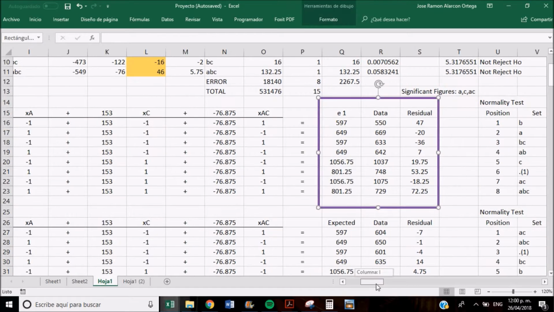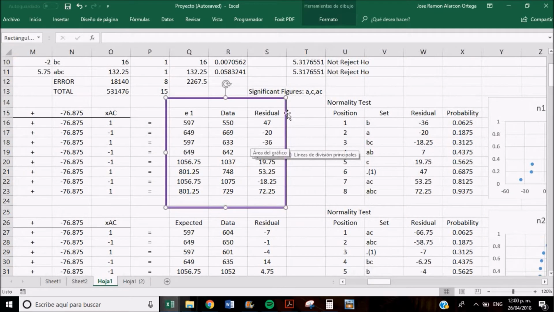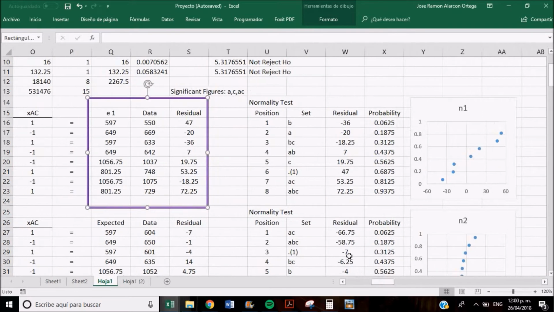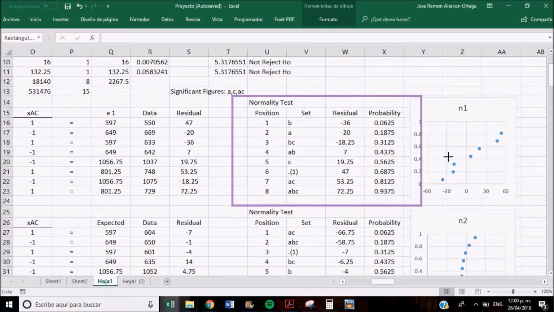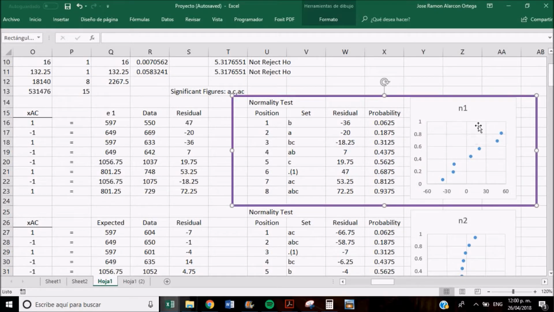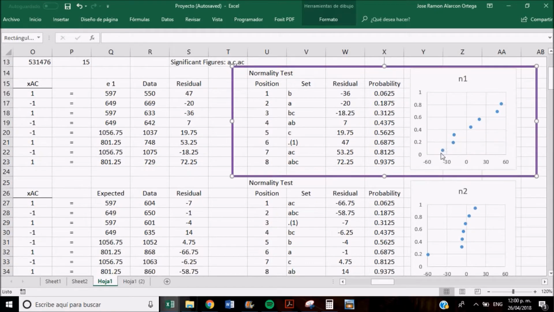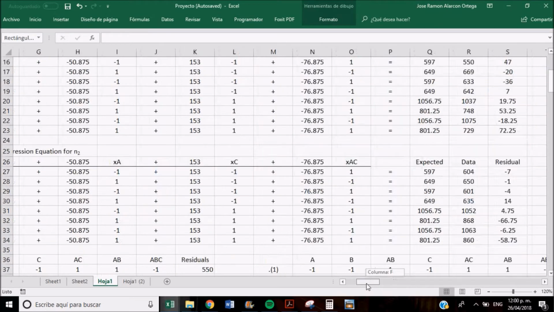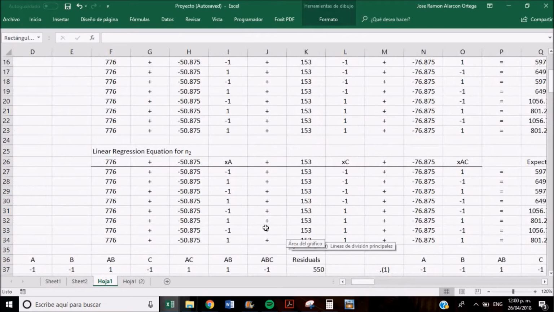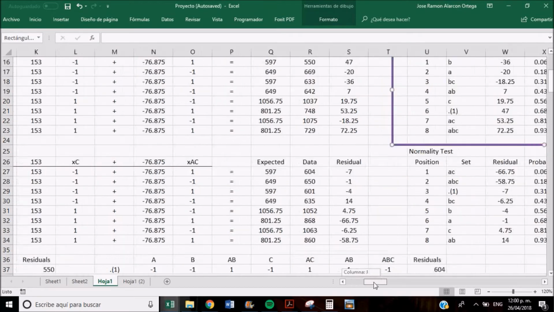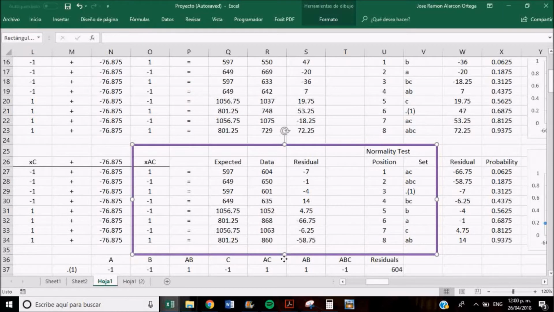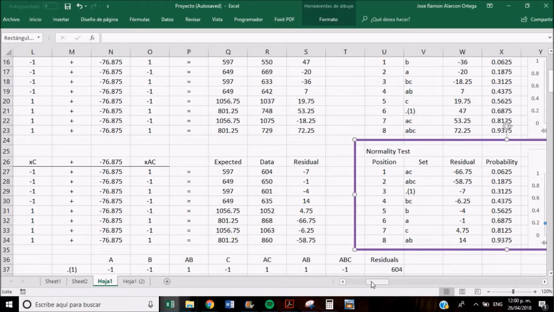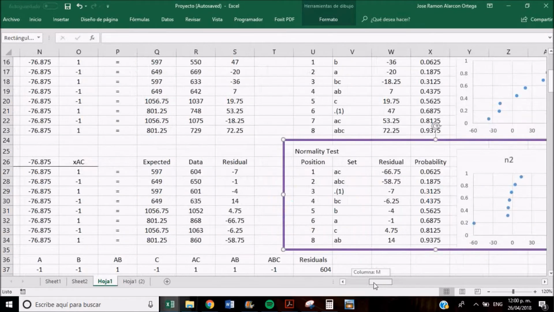Here's the data that I obtained by making the residual test. Plotting the residuals against the probability generates this plot. It follows a normal tendency. I made the same procedure for the second replicate. Here is the same regression equation. Here is the data, and here is the second plot.